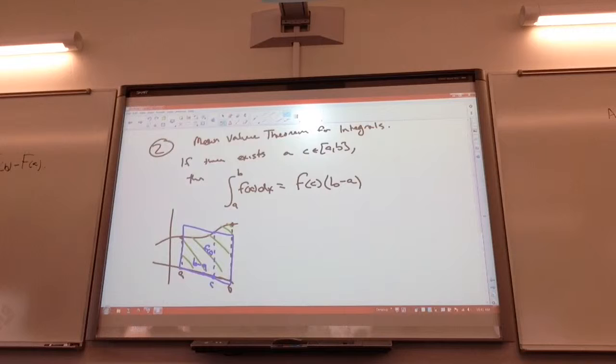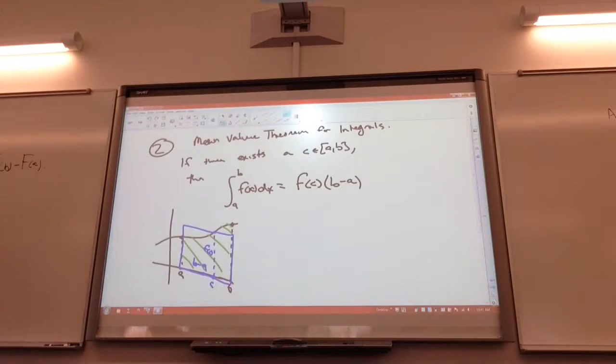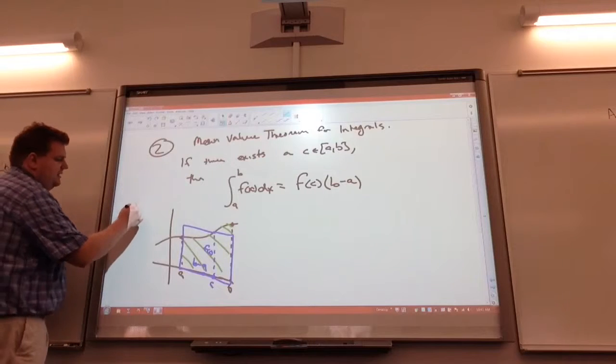So there's some point in between a and b where a single rectangle, like I would do for a Riemann sum, would have an area equal to the integral. That's what the mean value theorem for integrals says. And you could find c. In fact, we did that yesterday in class. We saw an example of that, so I'm not going to. This is kind of graphically what's going on here.